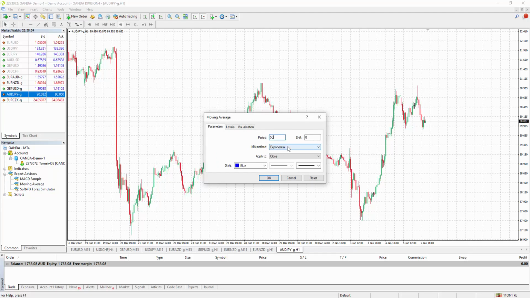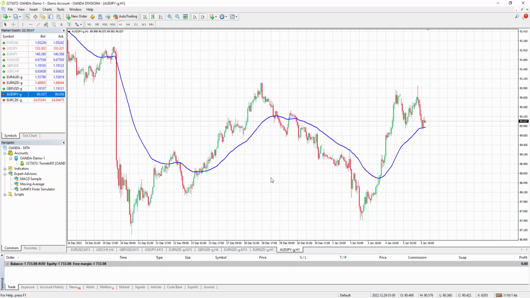This just means the way the moving average is actually computed. So there are a couple of ways. I always use either simple or exponential, but you can play around and try different moving average parameters. And I can add it. So this is the first indicator, and this is a trend indicator.